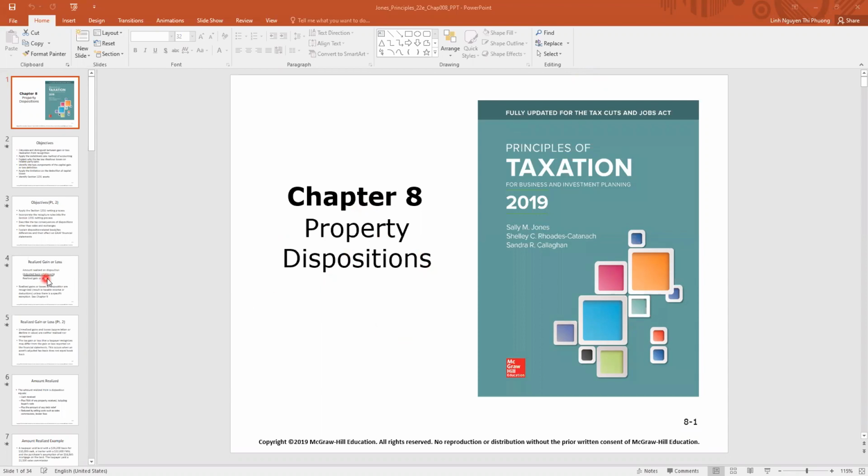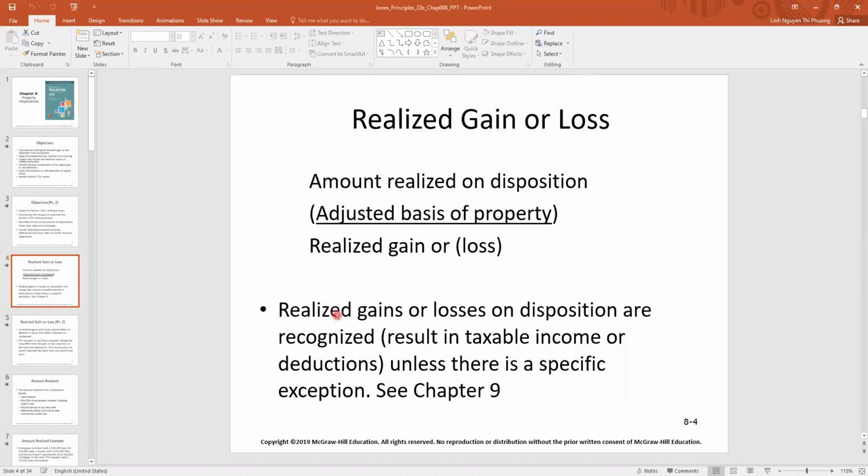First of all, we're going to look at how to calculate realized gain or loss. To find realized gain or loss, we take the amount realized on the disposition minus the adjusted basis of the property, and that will give you the realized gain or loss.